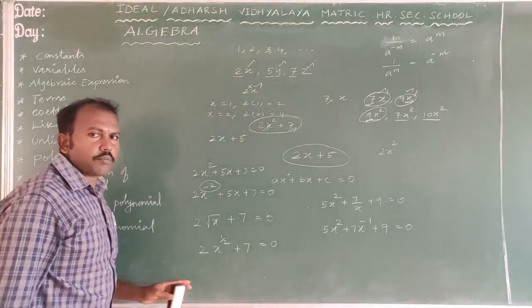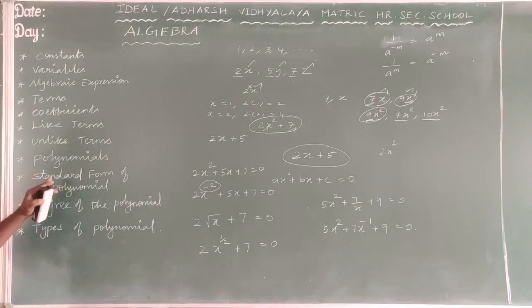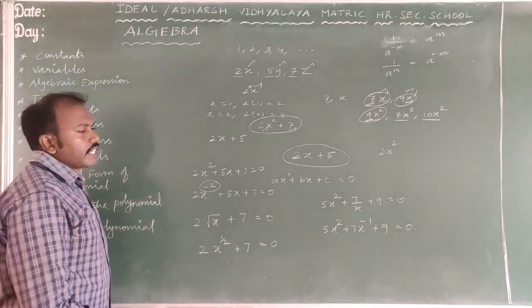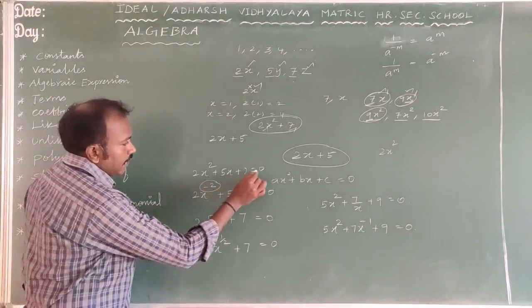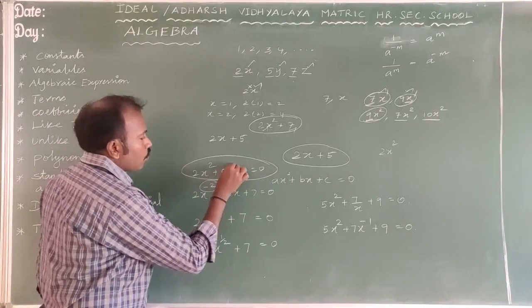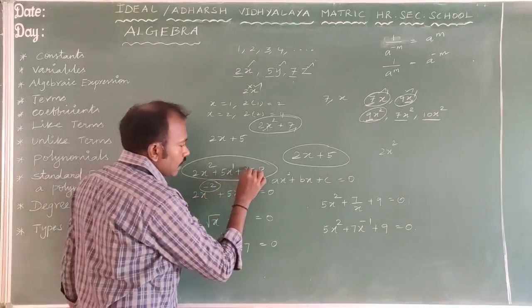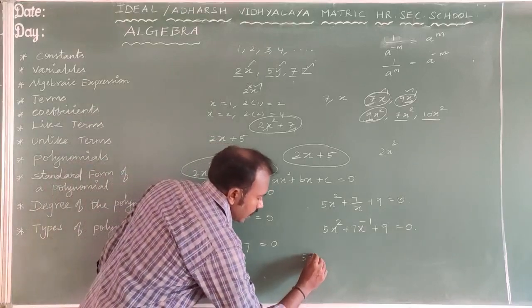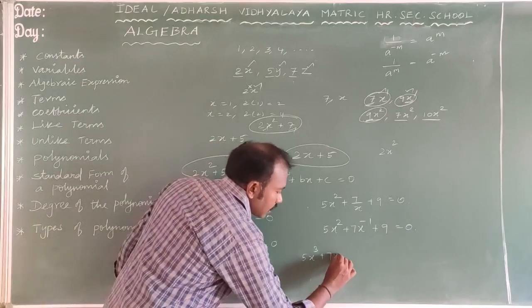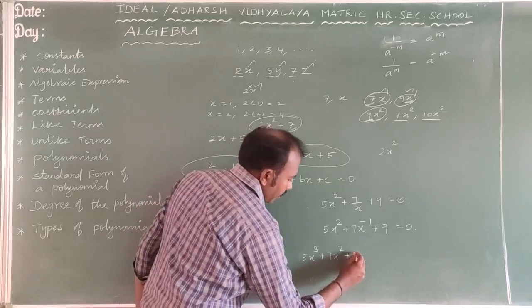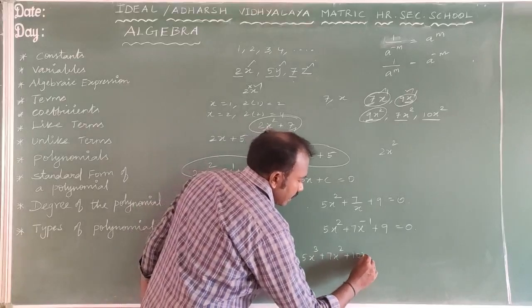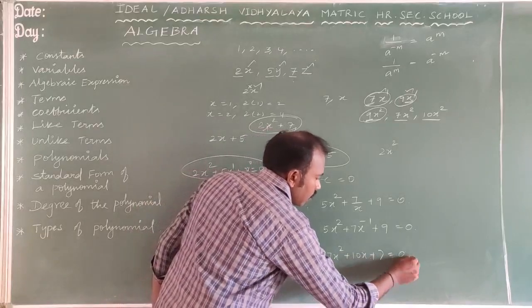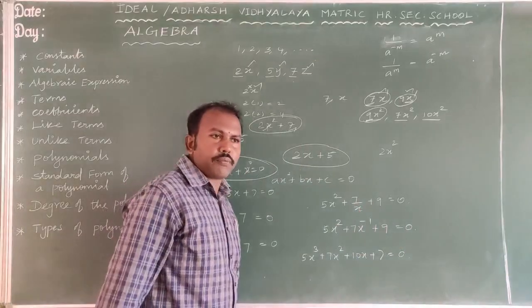Okay, that is the polynomial topic. Next one, standard form of a polynomial. This is the standard form: powers 3, 2, 1, then the constant term, which is x to the power 0. For example, 5x cube plus 7x square plus 10x plus 7 is equal to 0. This is the standard form of a polynomial.